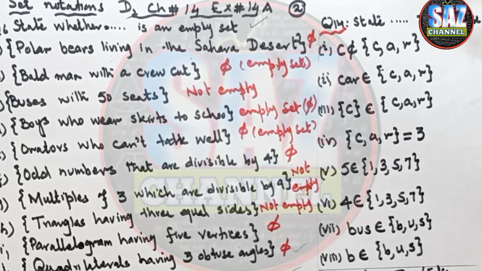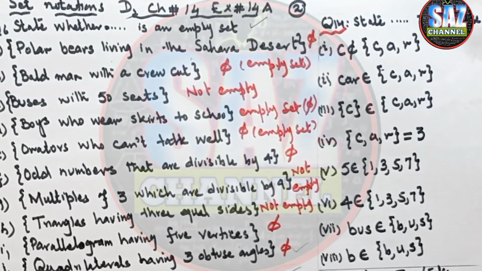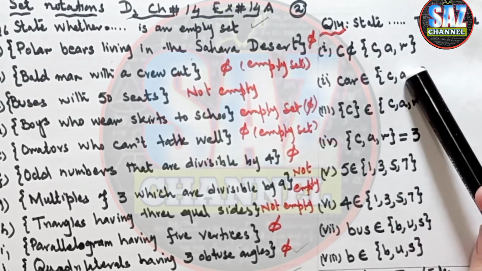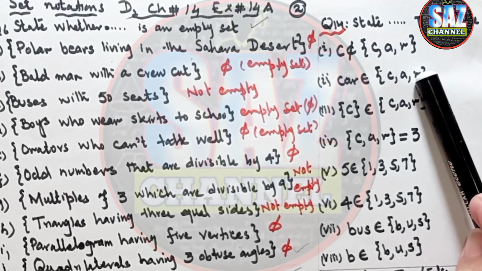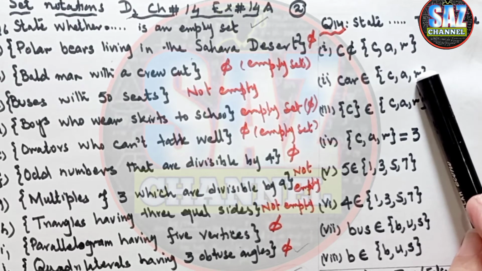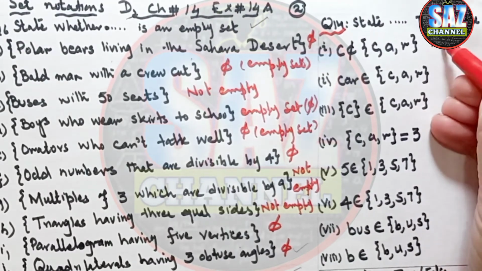Let me read the question from the book. Question number 14 says, state whether each of the following statements is true or false. If it is false, then we have to give the explanation as well. The first part is that C does not belong to {C, A, R}. That is a false statement because C belongs to this set. So I have to write false, or F, here.